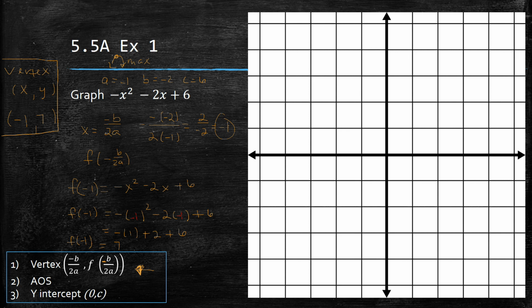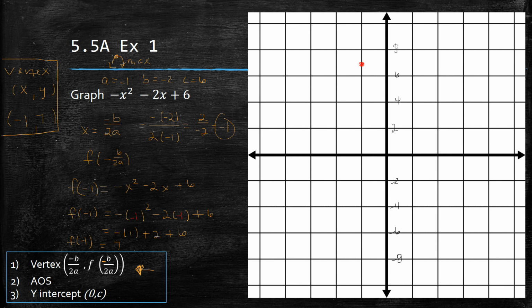Okay, so that's where we're going to plot that point. I'm going to go by 2's here. So 2, 4, 6, 8, -2, -4, -6, -8. So our vertex is at the point -1, +7. So right here. Okay, now remember, we know that our parabola is going to be opening downwards.